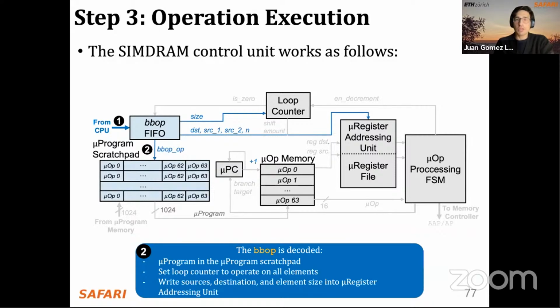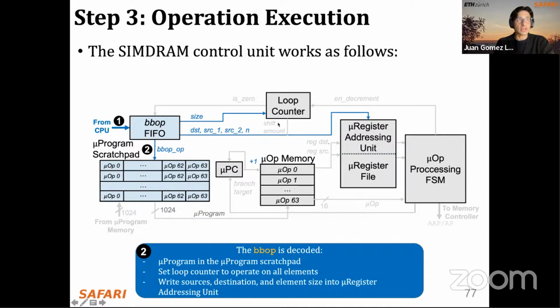In the second step, the bbop is decoded by this SIMDRAM control unit, and this means that the corresponding microprogram is searched here in the microprogram scratchpad, which is an SRAM-based memory inside the SIMDRAM control unit. If it doesn't reside here, we can go to the main memory, to DRAM, to bring the whole microprogram here.